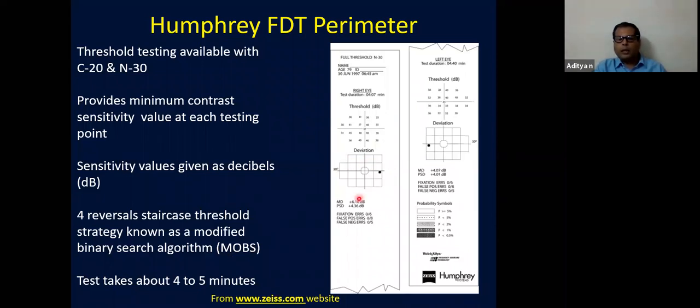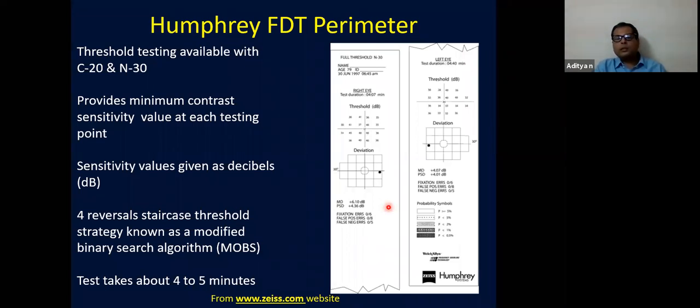Here, this is a normal test, so there is no deviation noted. This is the blind spot. And then global indices also come, like the mean deviation and the pattern standard deviation, and the fixation errors are also noted here. So this is how the full threshold program is done.